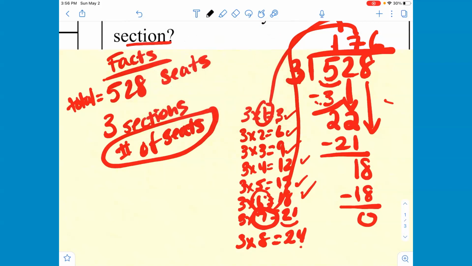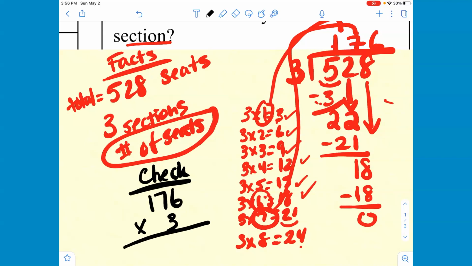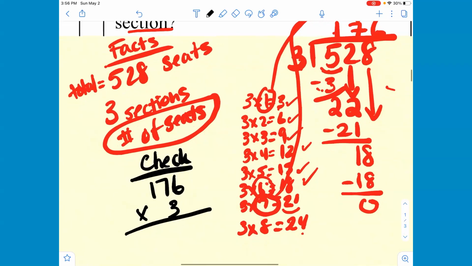Okay, I know that it's important to check my work, so I'm just going to write check, and I'm going to multiply my quotient, 176 times 3, and it should give me 528. All right, so 3 times 6, I already did that over here. 3 times 6 gives me 18, so I'm going to put the 8 down and regroup over the 1.